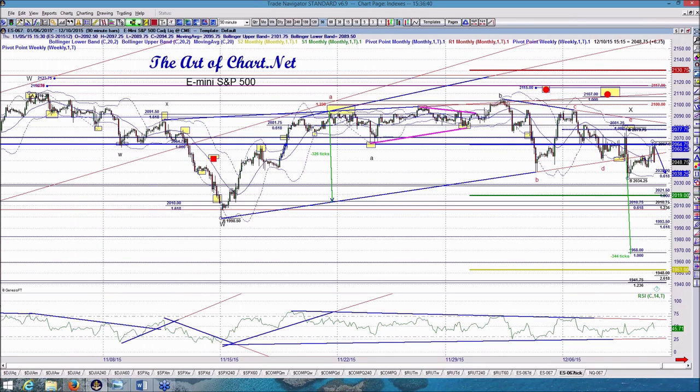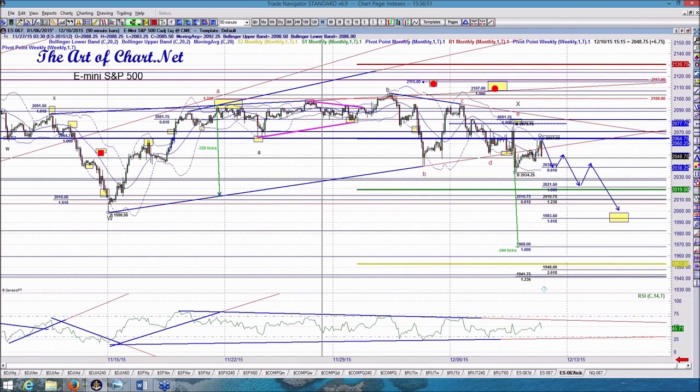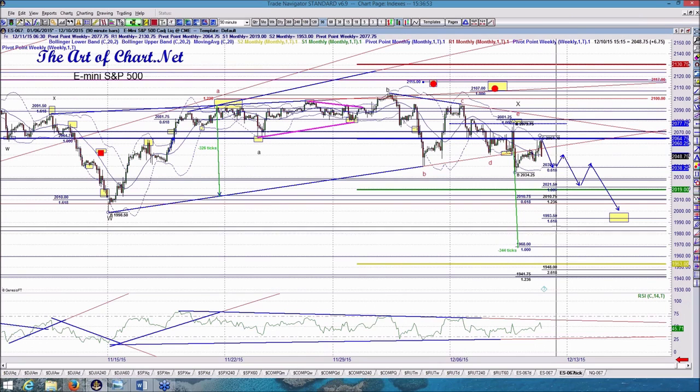Even right here, we have a three-wave move. Depending upon the level you trade at, you can trade this at a micro level, a nano level, an hourly level, or a 4-hour level. So get used to looking at swings in threes. I think that's the main message here.